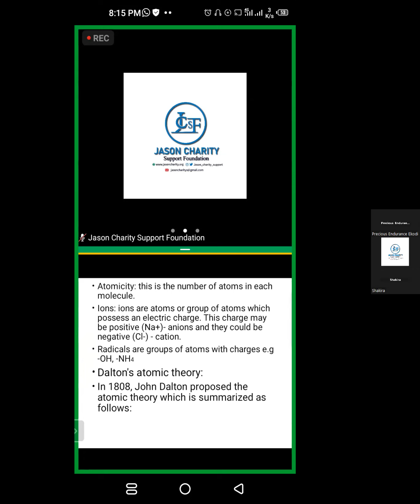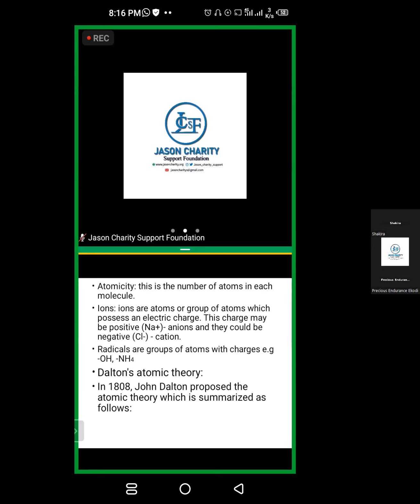Atomicity is simply defined as the number of atoms in each molecule. So in our previous slide, we saw hydrogen existing as a diatomic molecule. We also saw oxygen being diatomic, and we say it could still exist as triatomic in the case of ozone. So the ability of these elements to exist in these different states, or as molecules having different numbers of atoms, is called atomicity. Now we'll move to ions.